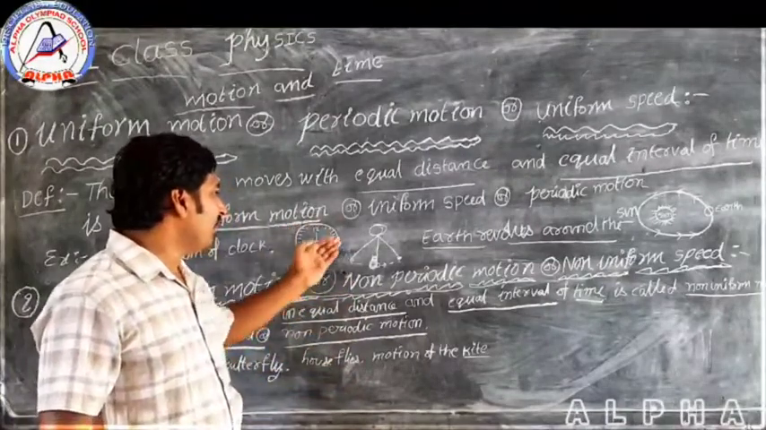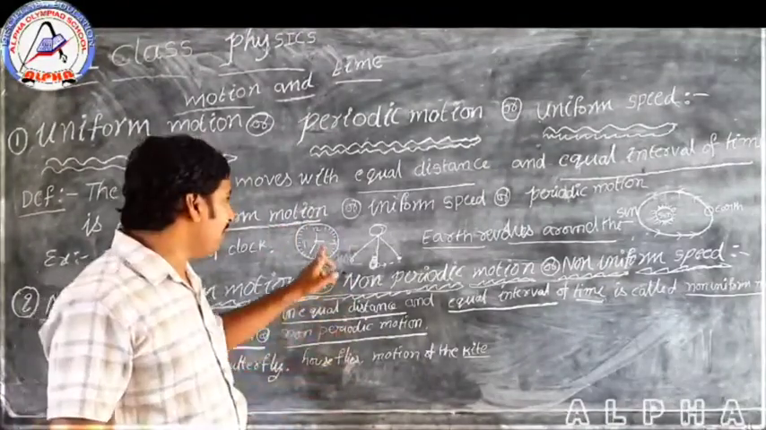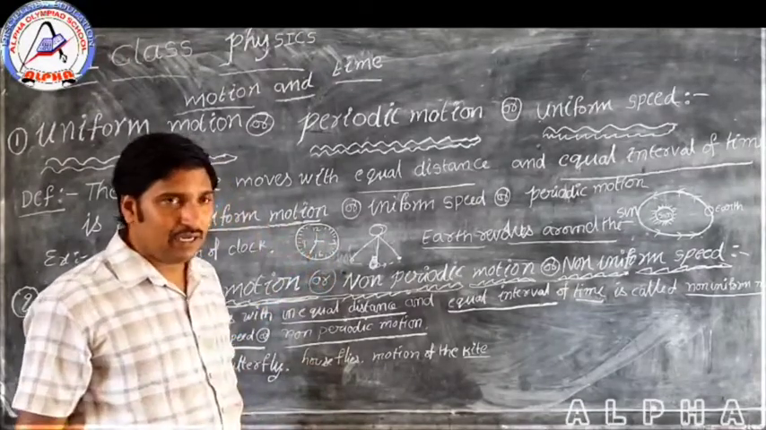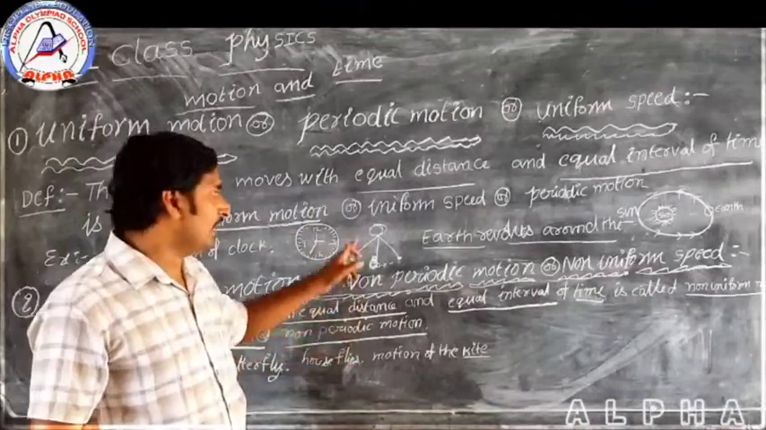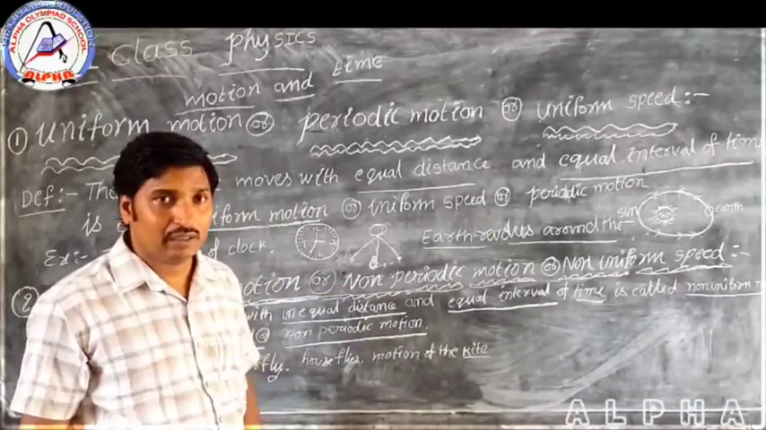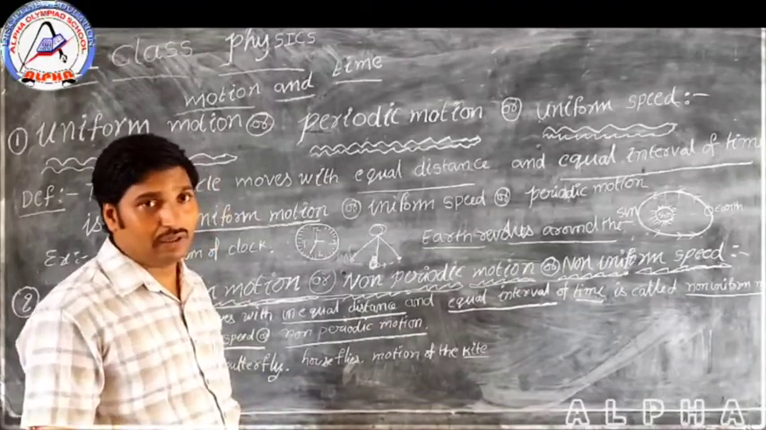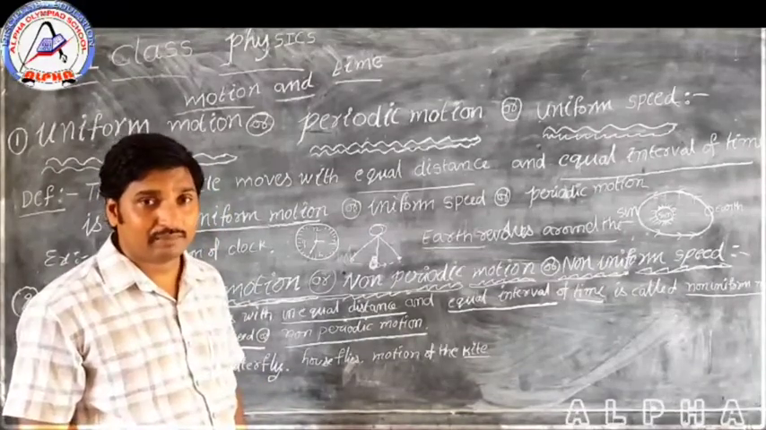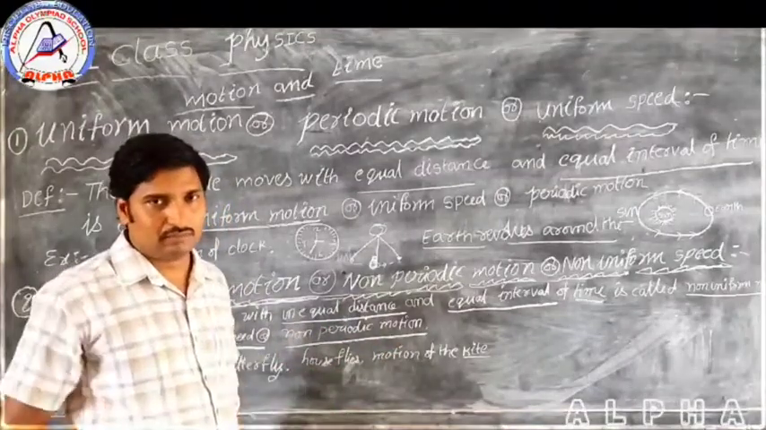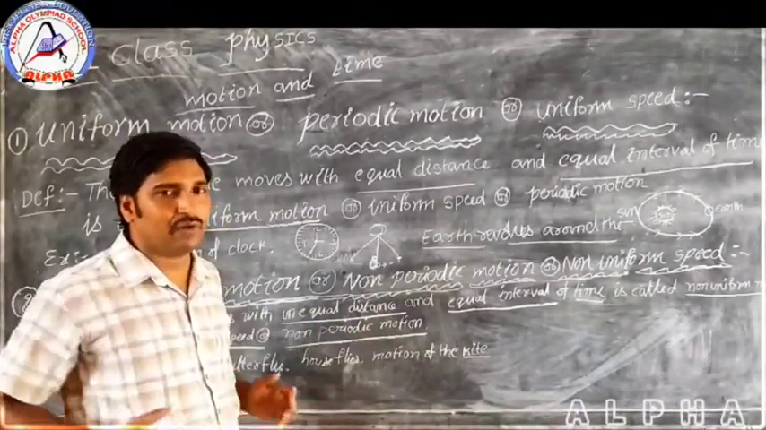And it is the clock. The minute hand, hour hand, and second hand all move periodically. The motion of the swing of a girl: the swinging girl moves to and fro. The person moves to and fro.